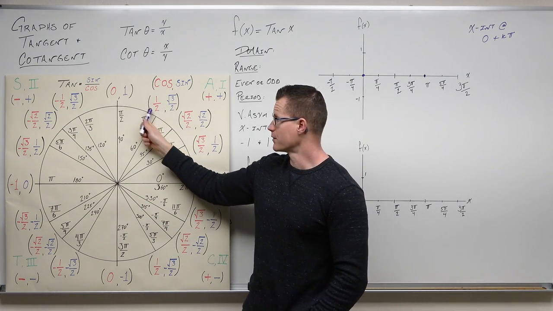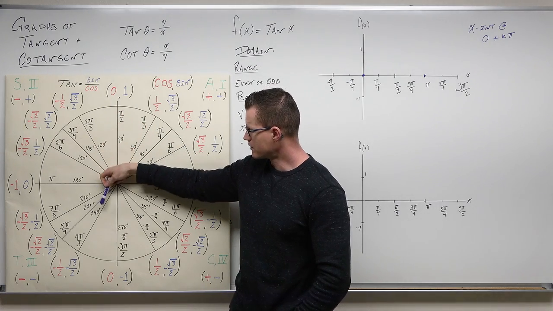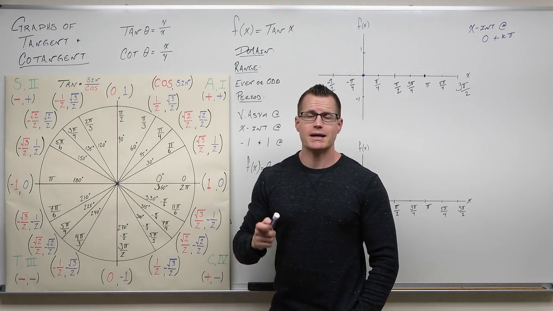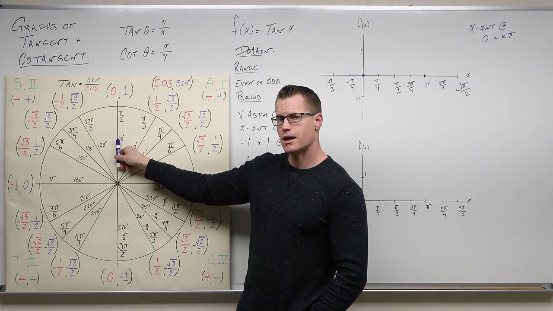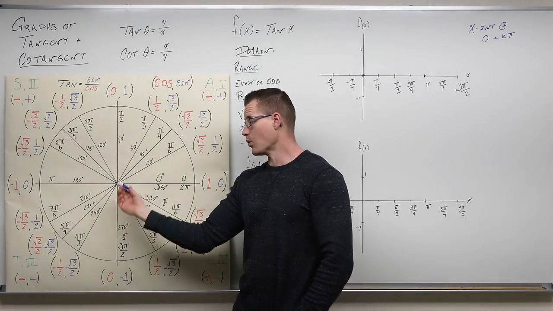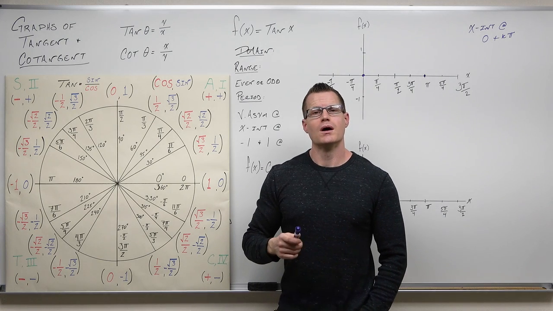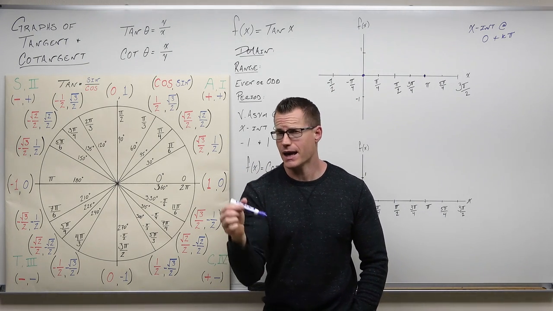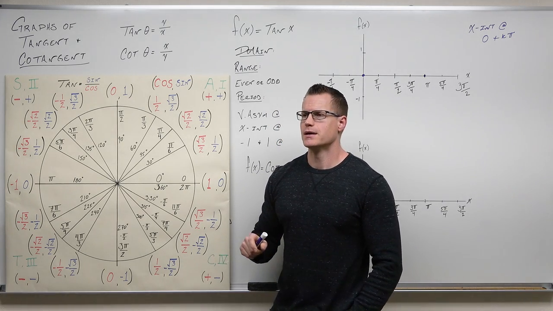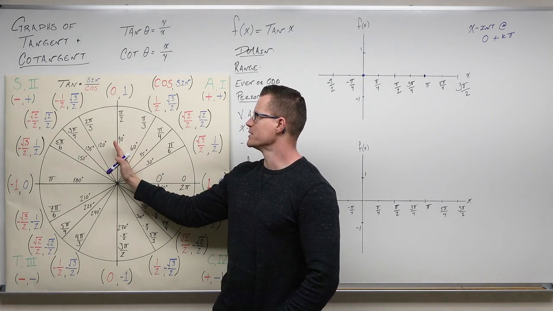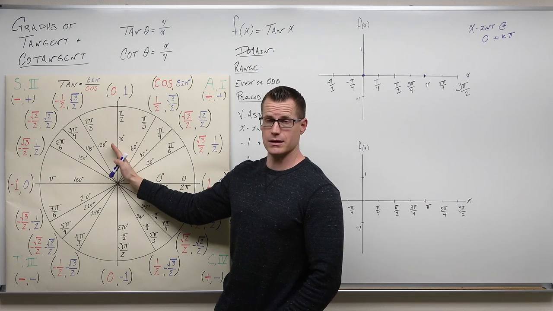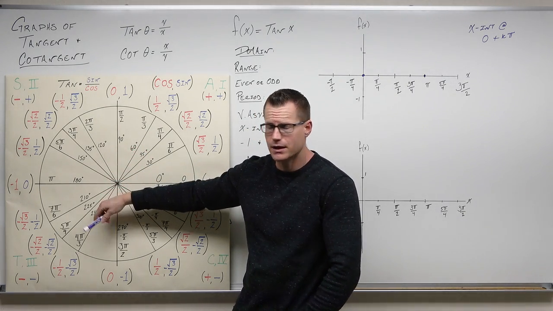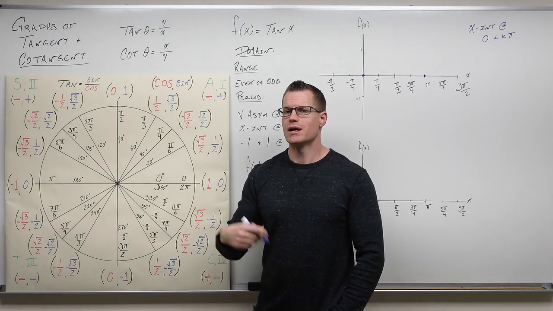X is 0 here, and x is 0 here. Or think about it as a negative angle, negative pi over 2. X is 0 at pi over 2. X is also 0 at negative pi over 2, or at 3 pi over 2. Well, every place that x is 0, tangent of that angle is going to be undefined. So let's look at that. Tangent of pi over 2 is 1 over 0, undefined. Tangent of 3 pi over 2 is negative 1 over 0, but it's still undefined. Tangent of negative pi over 2 is negative 1 over 0.